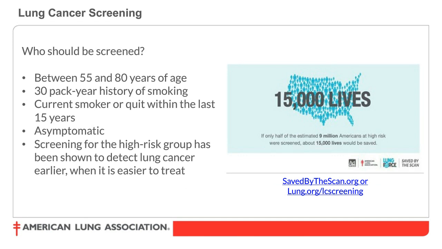The criteria for screening eligibility is based on the enrollment of the NLST. At this time, screening is not recommended for individuals who do not meet this high-risk criteria. In order to be considered high risk, you need to be between the ages of 55 and 80, have a 30-pack-year history of smoking, which means you smoked a pack a day for 30 years or 2 packs a day for 15 years, and be a current smoker or have quit smoking within the last 15 years.